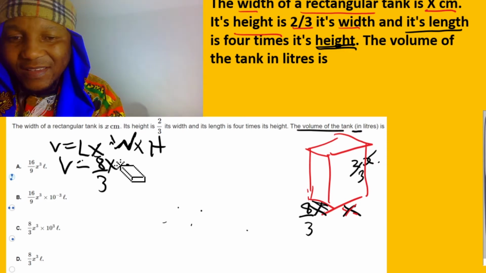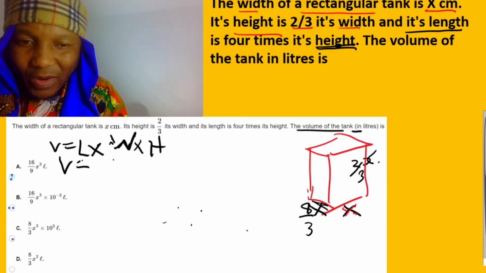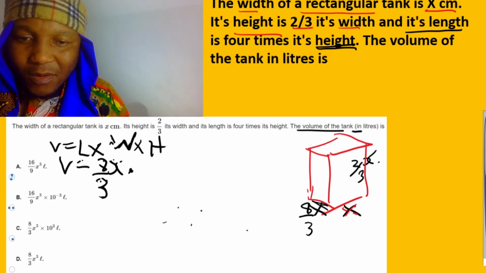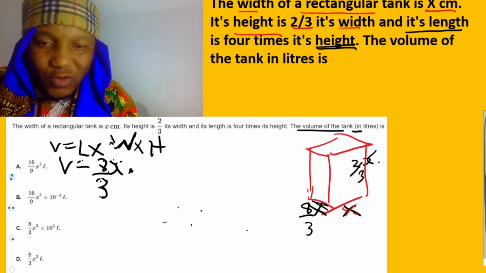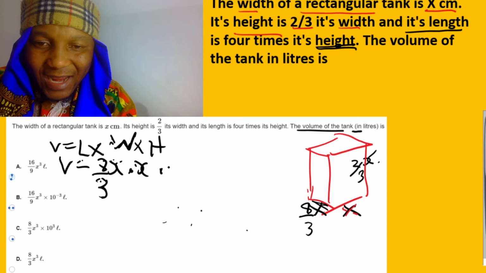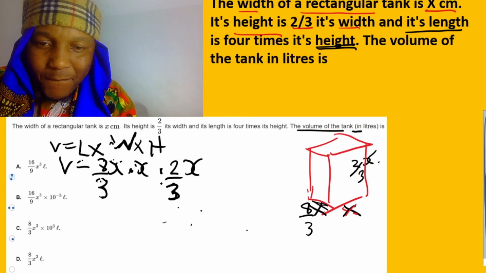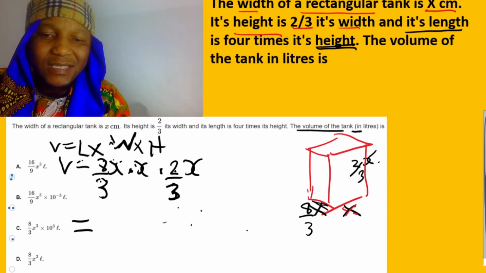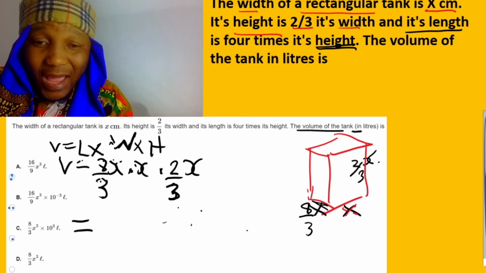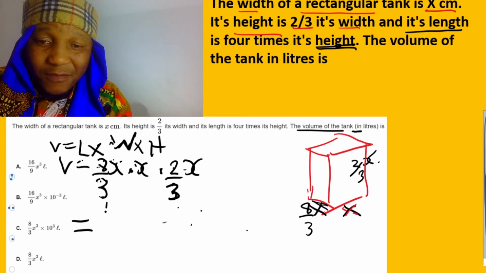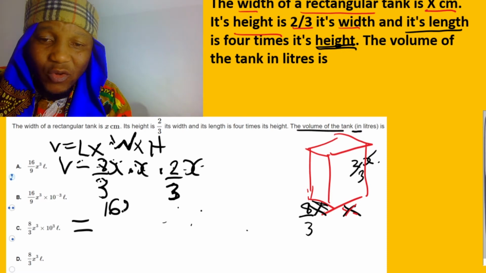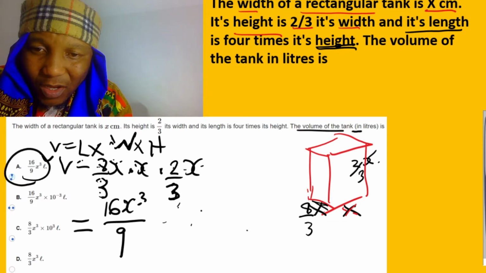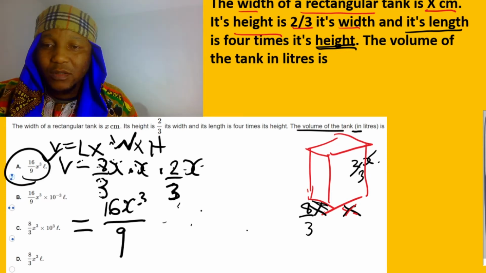Let's write it like this. 8 over 3x multiplied by the width. What is the width equal to? x. You multiply by 2 over 3 height. So let's multiply all of them. 8 times 2 equals 16, x times x times x is x cubed. And at the denominator, 3 times 3 equals 9. So if you come to the options here, it's going to be option number 1. That's the answer.